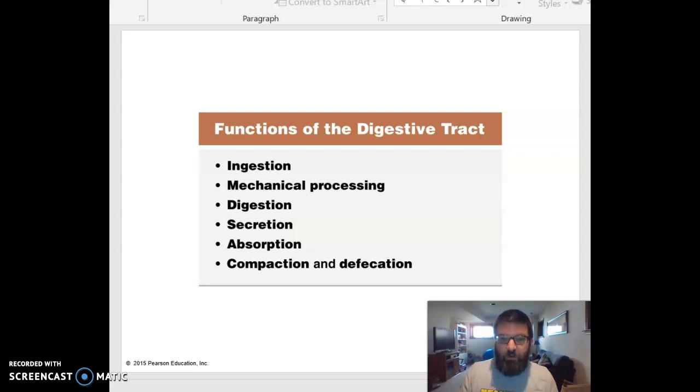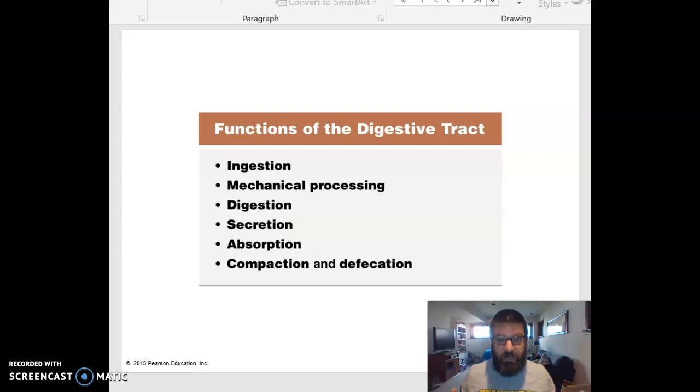You have mechanical processing, which means actually physically breaking stuff apart. So that's chewing. That's the churning of your stomach. Your stomach is really muscular and mashes up food, right? But that's a mechanical process. You're breaking up big chunks of food into smaller chunks. Chemical digestion is the next part. And in chemical digestion, you are actually breaking chemical bonds, right?